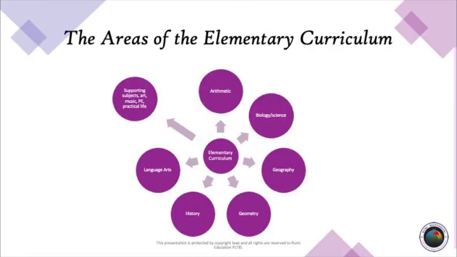It is important that the curriculum is designed to include everything that the child will need to support their development. So the core subjects that you must ensure are included are arithmetic, biology and science, geography, geometry, history, language arts, and these will be supported by other subjects such as art, music, PE, and practical life. These are the main curriculum areas of a Montessori elementary classroom. We will go through each one of these areas in great detail throughout the course, and we will discuss the rationale behind each area and how they are interrelated and interconnected to each other.